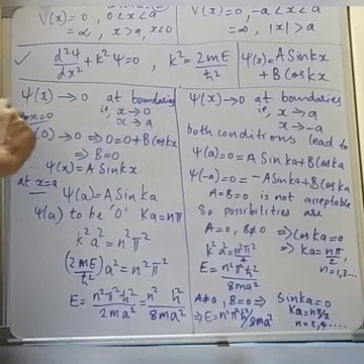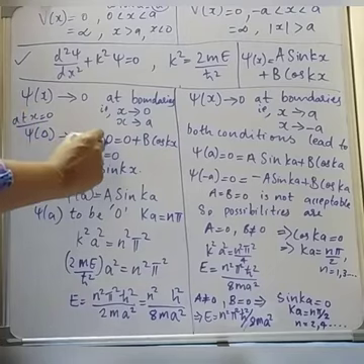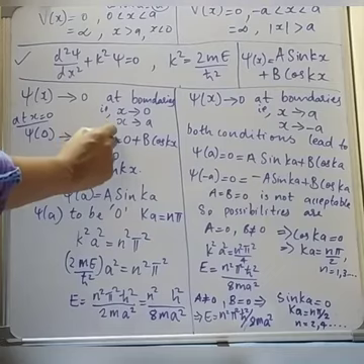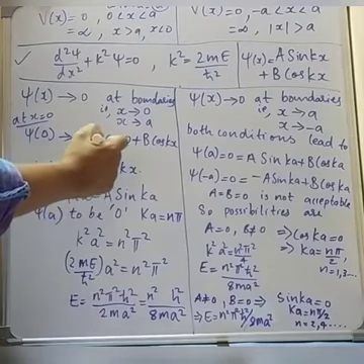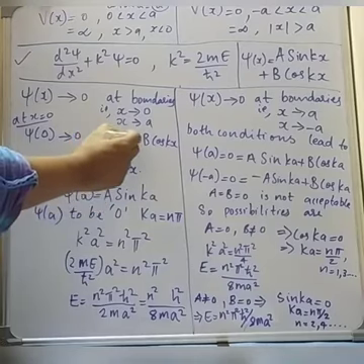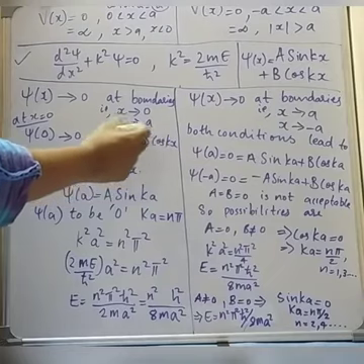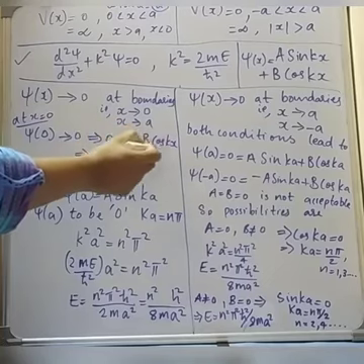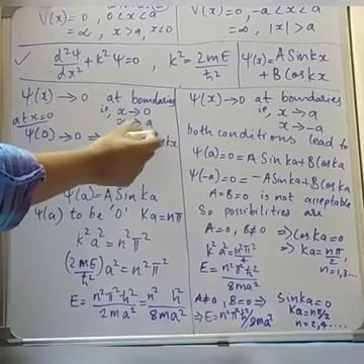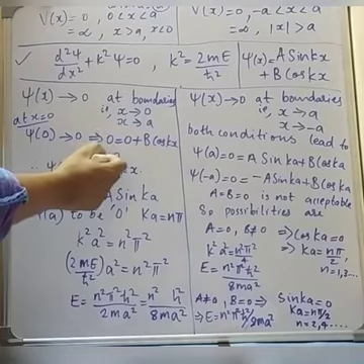So, for psi to be 0 at x equal to 0, we have the condition psi of 0 equal to 0, which is equal to a sin 0, which will be 0, plus b cos 0, which will be 1. So, that term will exist there. The only possibility for psi to be 0 is b to be 0, because cos 0 is 1, so it will not tend to 0. So, we have to impose a condition that b is equal to 0.